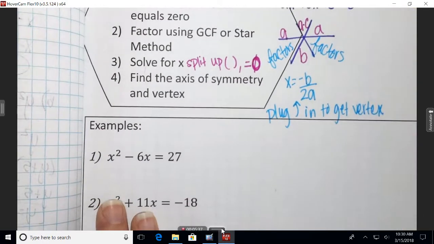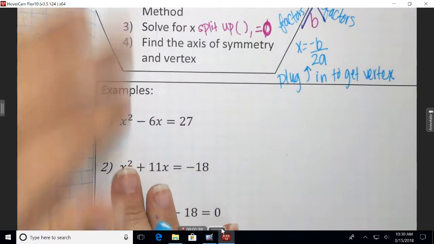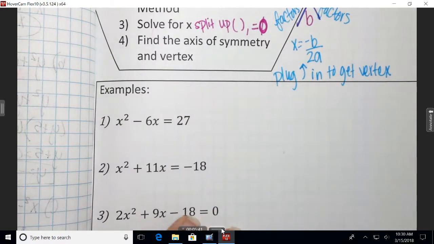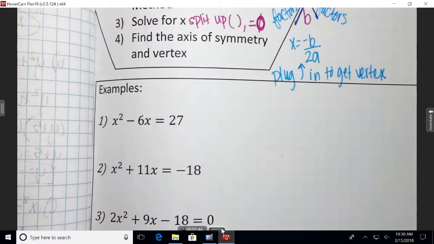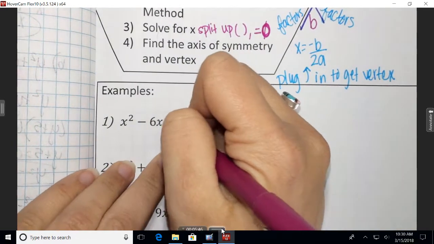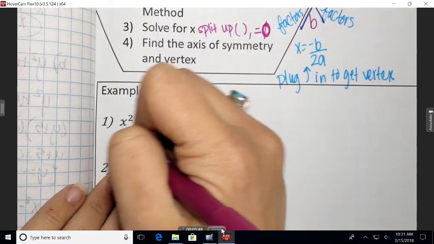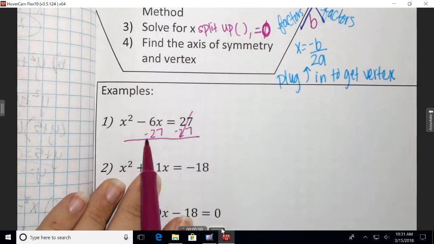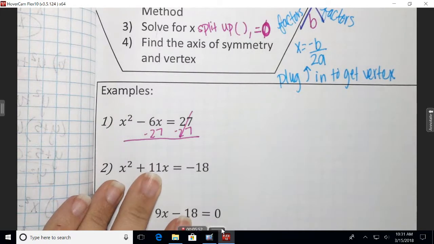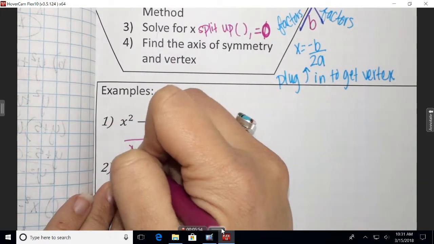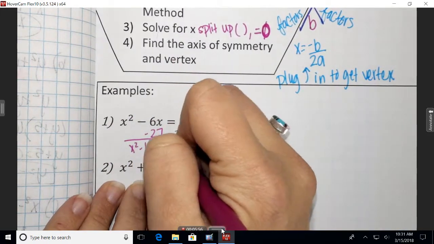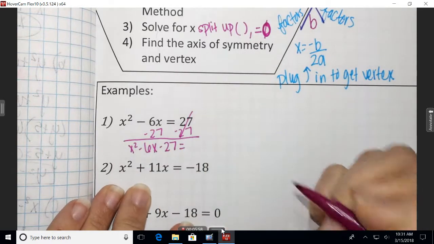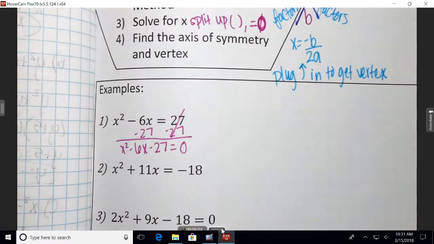Let's look at example 1. Is this one in the correct form? No. So what do we need to do? Subtract. Subtract 27. Take a point. Can I combine 27 with either of the two terms over here? Nope. So I write x squared minus 6x minus 27 equals what? 0.